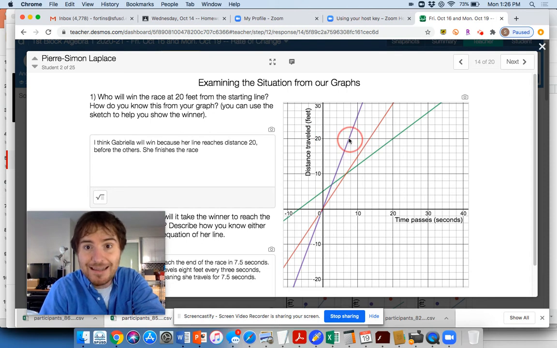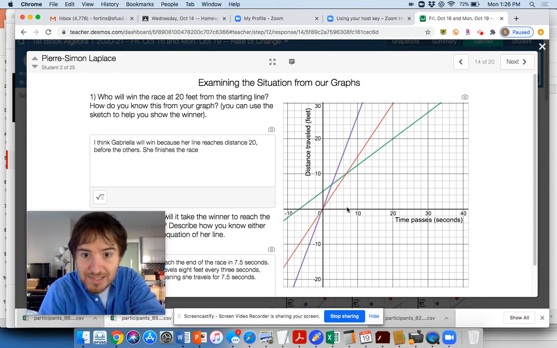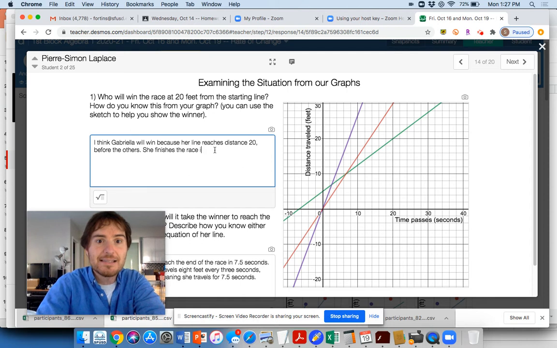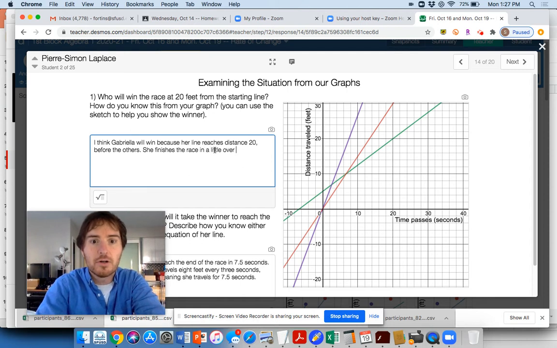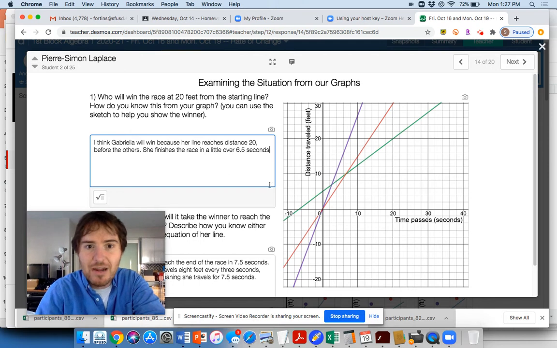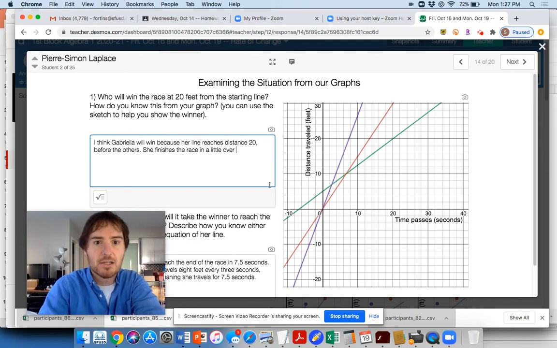Okay. So at about 3, or not 3, this isn't 3, this is 10 right here. So that means we're scaling by 2: 2, 4, 6, 8, 10. So we get to 20 at about 6, maybe a little over 6.5 seconds. She finishes the race in a little over 6.5 seconds, right? Oh, wait, no, a little over 7 seconds, actually.